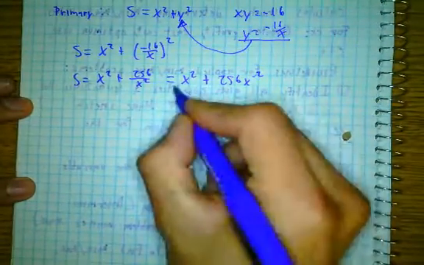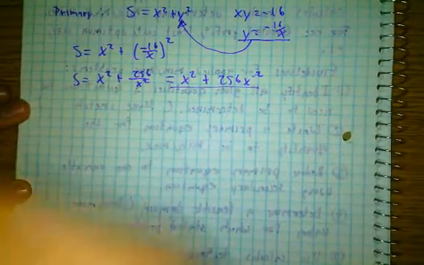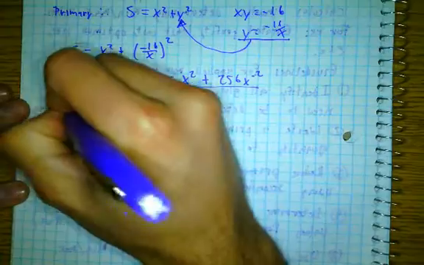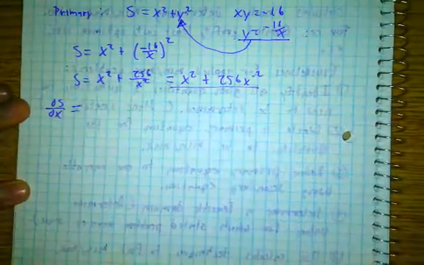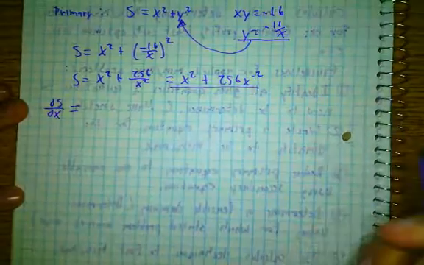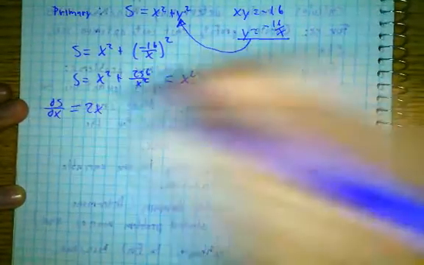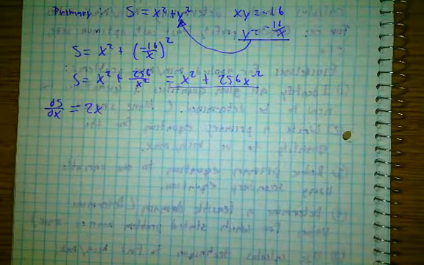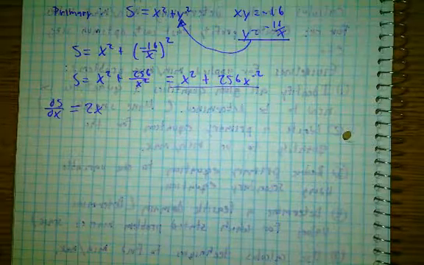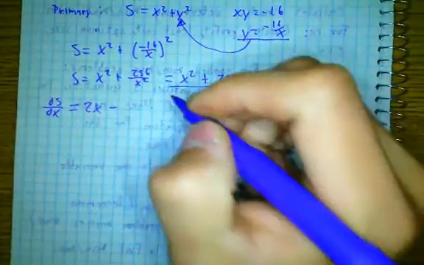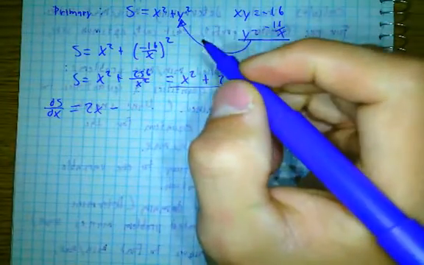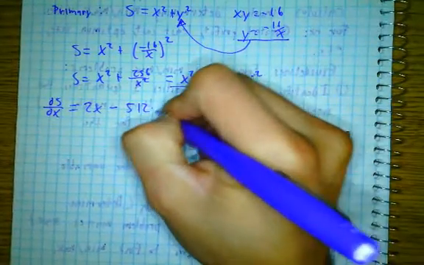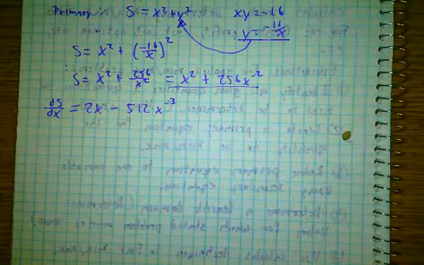Agreed? So then, we are going to differentiate. ds/dx equals, what's the derivative of x squared? 2x. What's the derivative of 256x to the negative second power? Negative 512, right? Yeah, 512 x to the negative third power. Agreed? Okay. So you differentiate it.